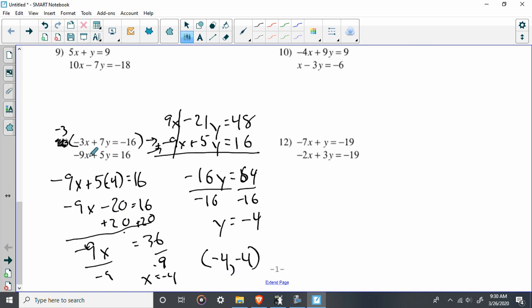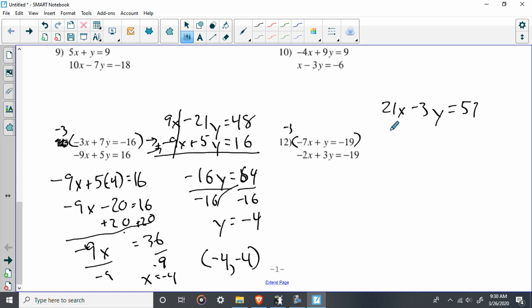Okay. So again, just to recap, we multiplied by -3 to make this a +9. We eliminated that. We solved for y. Okay. We plugged y back in and we found x. Okay. So this last one here, again, we're going to multiply this by, I want -3 and +3, correct? So let's multiply this one by -3. Okay. Well, -3 times -7 is going to be 21x minus 3y, and -3 times 19 is 57.